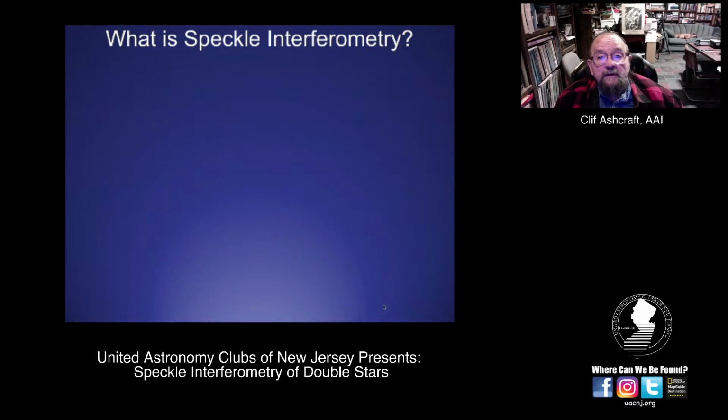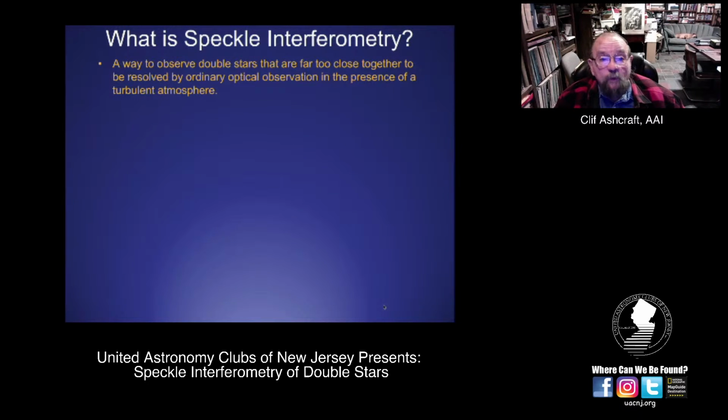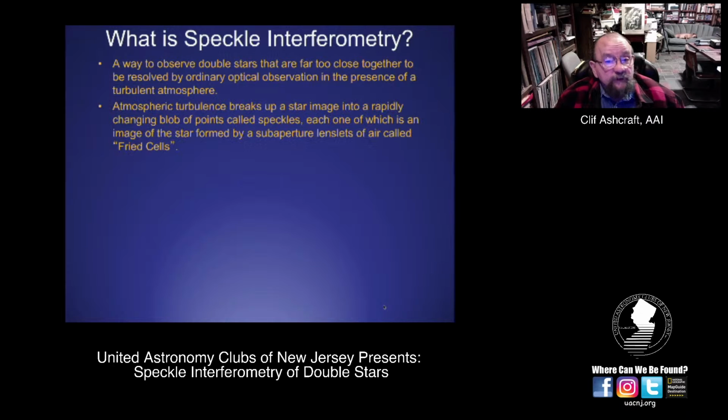Now, what is speckle interferometry? Well, it's a way to observe double stars that are far too close together to be resolved by ordinary optical observation in the presence of a turbulent atmosphere. Atmospheric turbulence breaks up a star image into a rapidly changing blob of points called speckles, each one of which is an image of the star formed by sub-aperture lenslets in the air called Fried cells. It's also what causes stars to twinkle.